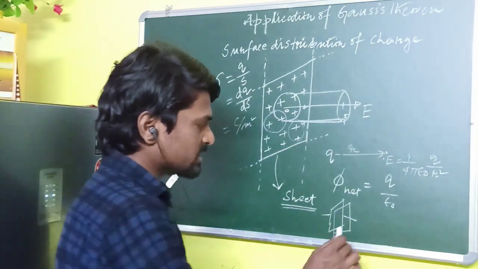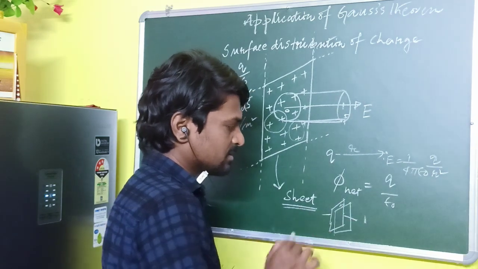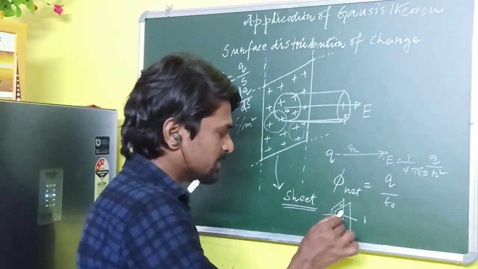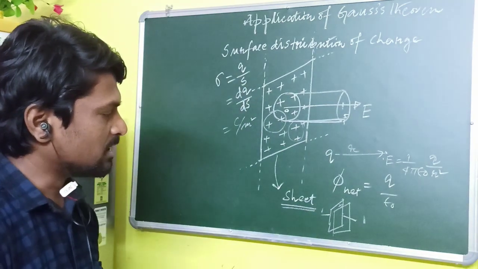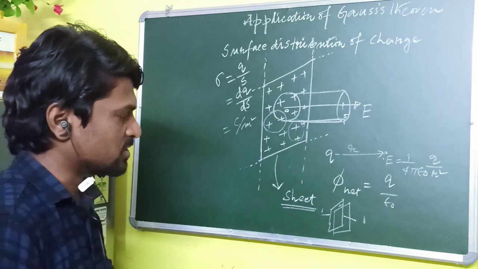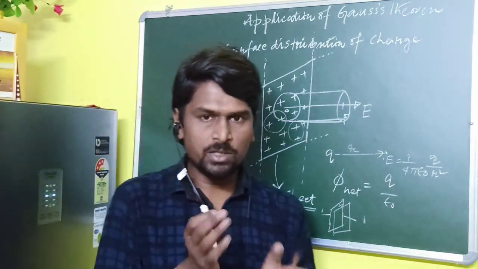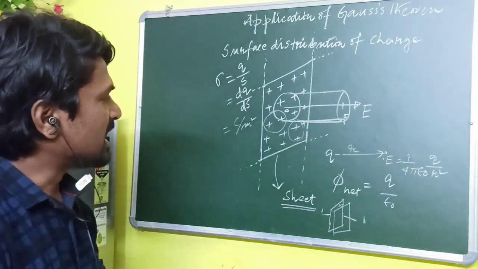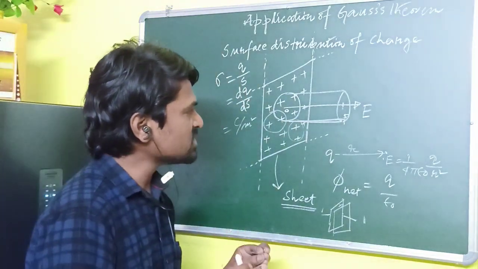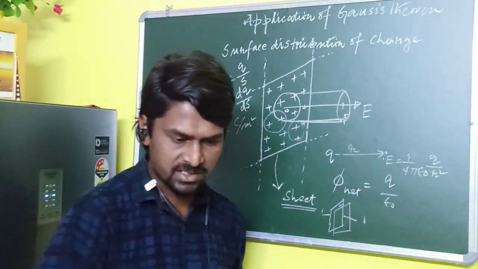So you can calculate the electric field within the medium, between the two sheets, and you can also calculate the electric field for the left side, the right side, and the center, that is between the two sheets. So surface distribution of charge, at least we know what it is, when charge is distributed over a surface area.